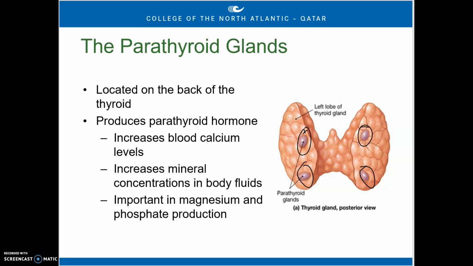They produce a hormone called parathyroid hormone, and what parathyroid hormone does is it increases blood calcium levels. If you think about calcitonin, this works opposite, or antagonistic, to that. It can increase mineral concentrations in the body fluids, and it's also important in magnesium and phosphate production. So it has a bunch of different functions in terms of working on specific elements in the body that are important for different chemical reactions, different metabolic reactions.